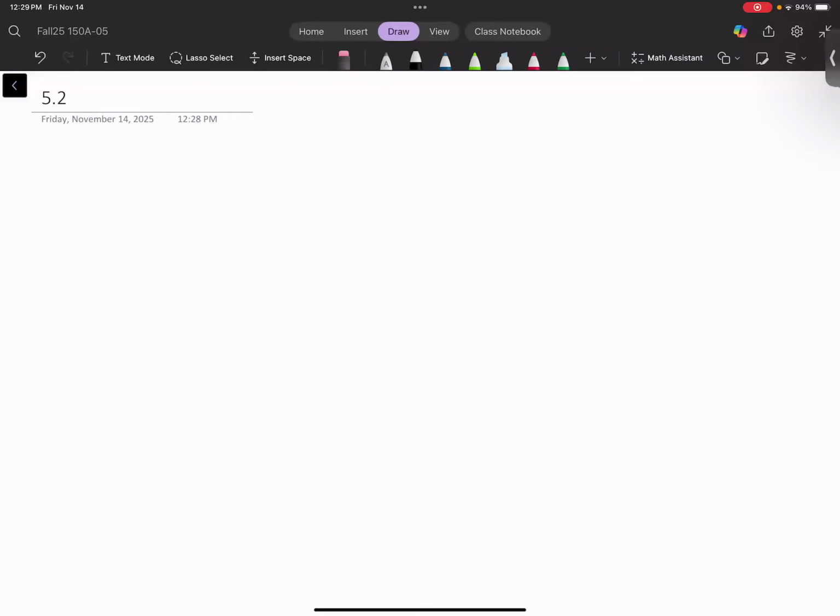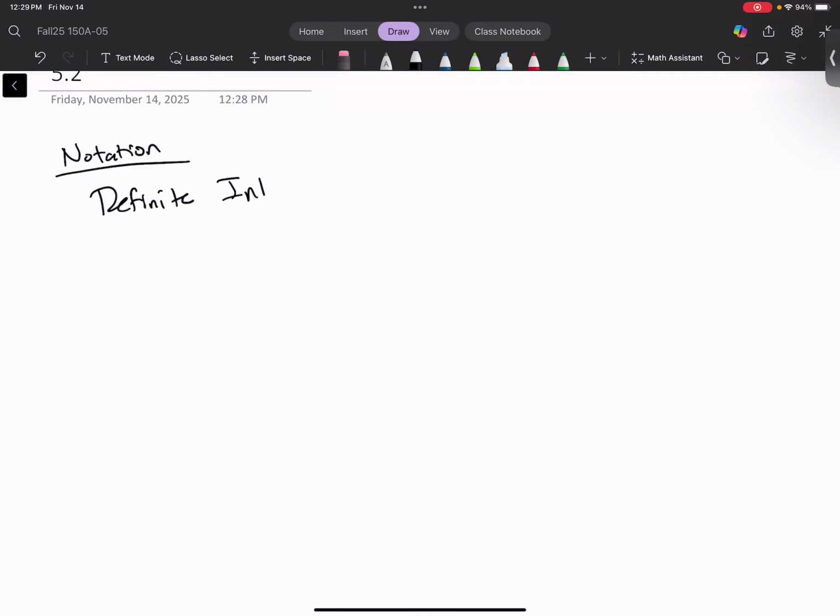All right, hi guys. So we're talking about the definite integral and how this relates to those Riemann sums we just finished talking about in 5.1. Okay, so let's go ahead and start with some notation here. So we call a definite integral. You guys remember in 4.10 we were doing the indefinite integral. Now we're going to learn what this definite word means.